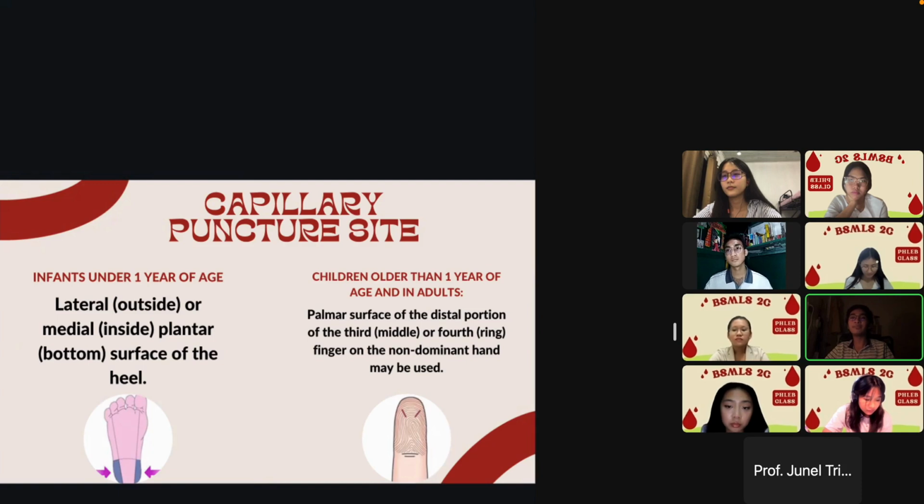So guys, kapag nagpipick tayo or nagpa-puncture, we have to be reminded na yung direction ng pag-puncture natin is dapat perpendicular sa fingerprints or the fingerprint lines. And I think that's it. Next slide.